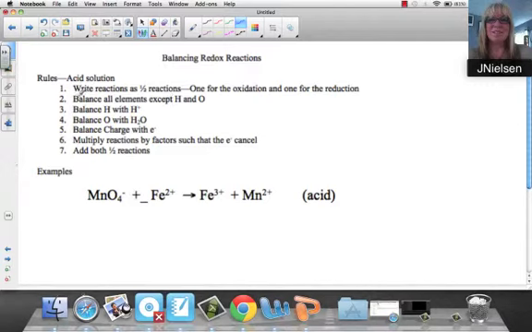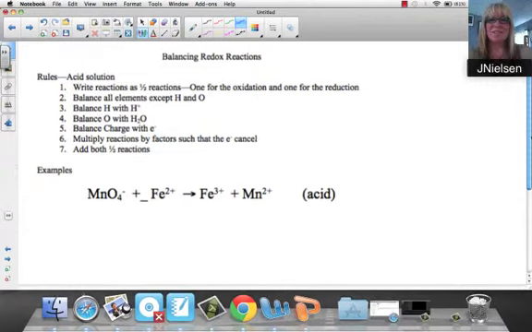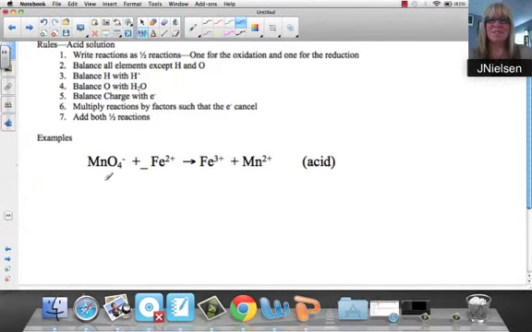So the first thing that we're going to do is write reactions as half reactions, one for oxidation, one for reduction. Then we're going to balance all elements except H and O. Then we're going to balance H with H+, O with water. We're going to balance the charge with electrons, and then multiply reactions by factors such that electrons cancel, and then add them up to get a final reaction. And it sounds more complicated than what it really is, so I'm going to go through the steps one by one. The first thing I'm going to do is assign oxidation numbers to each element.